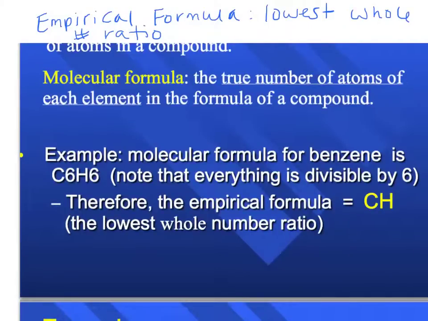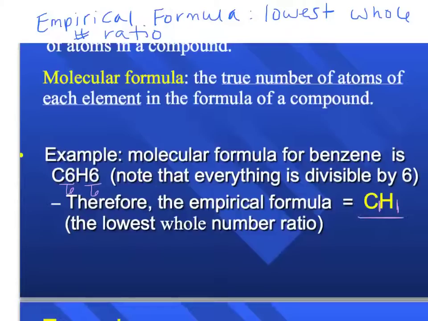So here on this slide, we're going to talk about the difference between an empirical formula and a molecular formula. The empirical formula is the lowest whole number ratio of atoms in a compound, and that's different from a molecular formula because this is the true number of atoms of each element that are in the formula. So let's look at this example here. The molecular formula for benzene is C6H6, and if we divide each of these by 6, our empirical formula for benzene is going to be C1, and there's these imaginary ones, remember, H1. So CH would be our empirical formula.